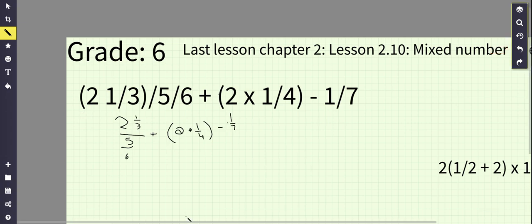Now this may seem a little easier because it's simplified. But now let's look at the side of the parentheses. 2 times 1/4 is equal to 2/4 or 1/2. All right, now let's do the division here.